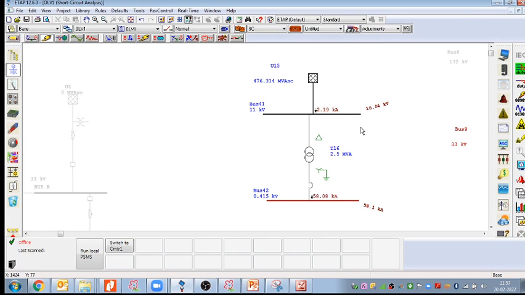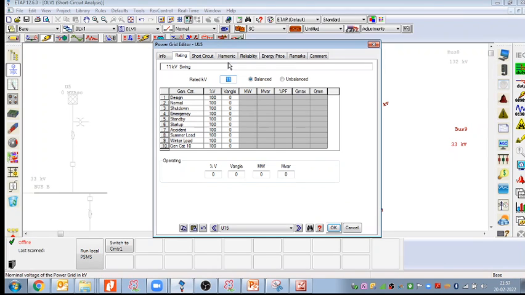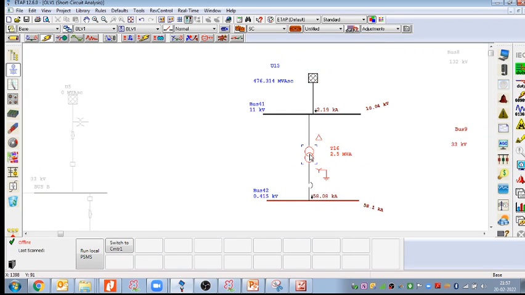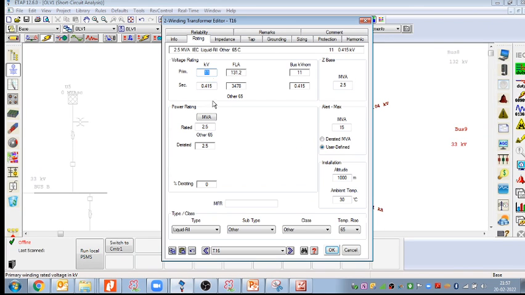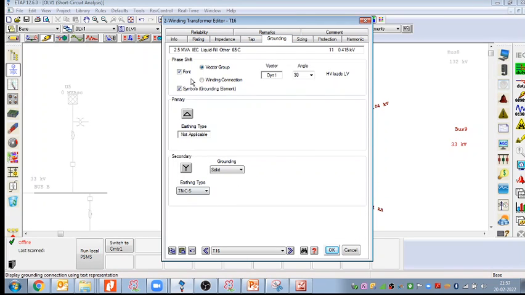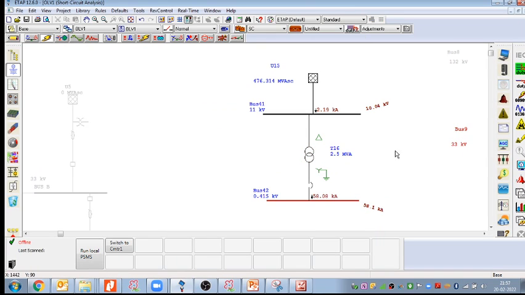Go to the fault rating. So what is the fault rating that we can see here? That is 58.1 kiloampere, three-phase fault. Short circuit 25. What vector group have we taken here? Rating 11, then impedance, grounding delta star solid. Okay, click OK. So 58.1 kA fault current is what we will select.